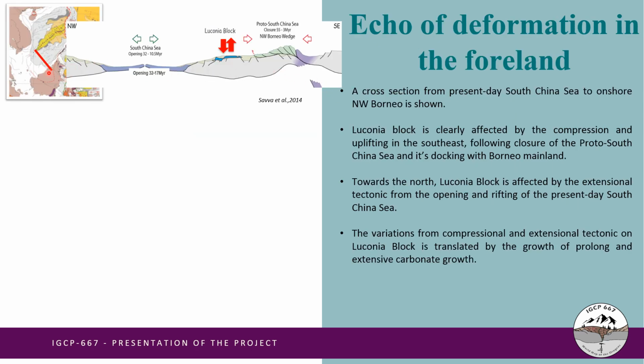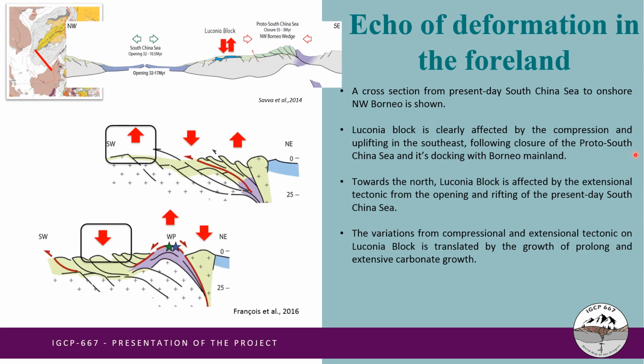A cross-section from tip of the South China Sea to onshore Sarawak shows Luconia block receive echo of deformation from the extension in the northwest and compression in the southeast. This creates a vertical motion on Luconia block and it is translated by development of structural lows and highs. The structural highs become the host for prolonged growth of carbonate rocks in Luconia.